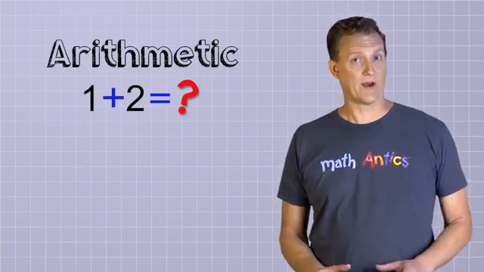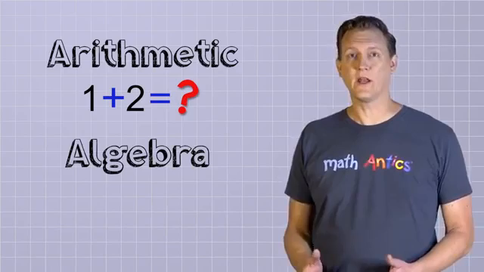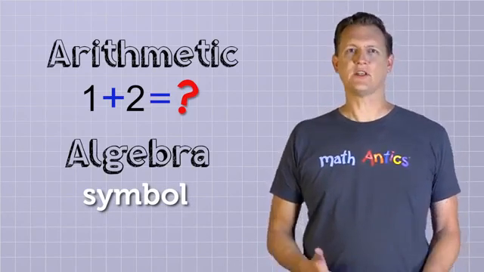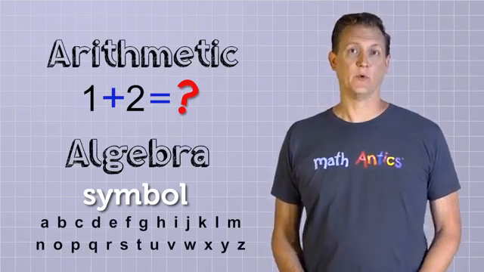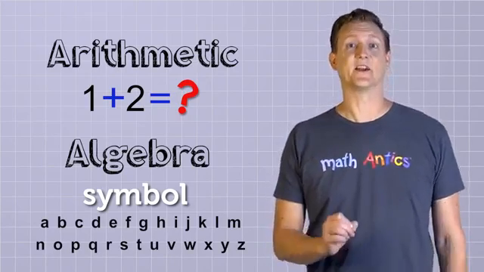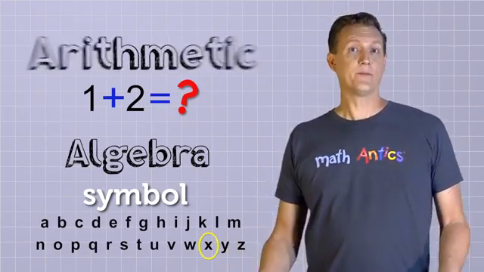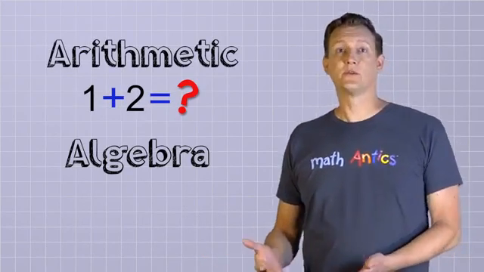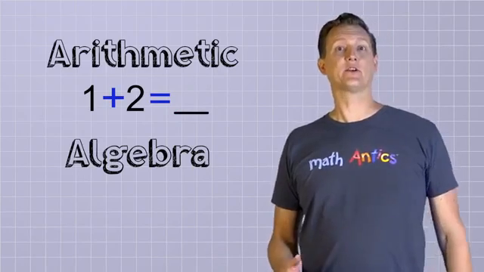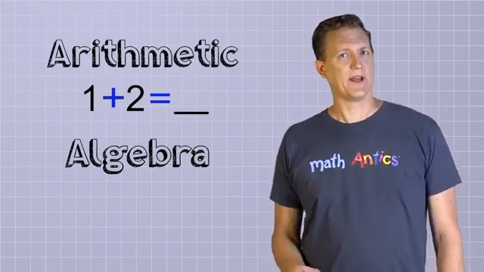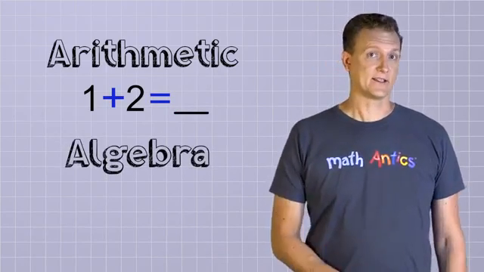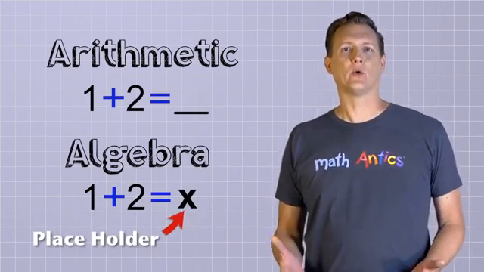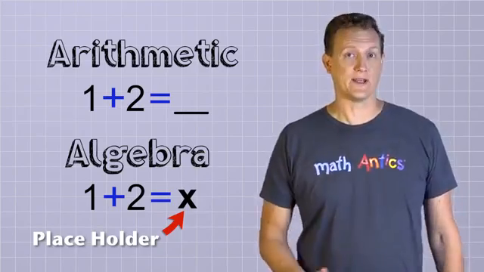Now, the important thing about algebra is that when we don't know what a number is yet, we use a symbol in its place. That symbol is usually just any letter of the alphabet. A really popular letter to choose is the letter X. So in arithmetic, we would just leave the problem like this: 1 plus 2 equals blank. And we would write in the answer when we did the addition. But in algebra, we'd write it like this: 1 plus 2 equals x. The x is a placeholder that stands for the number that we don't know yet.